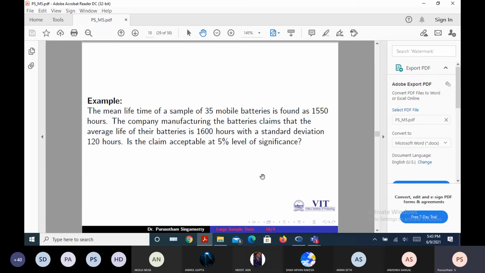And do you know the information about the means? Do you know the sample mean in this question? 1600. Is it the sample mean or the population mean? Who said 1600 is the sample mean? So it is the population mean. How do you differentiate sample and population?